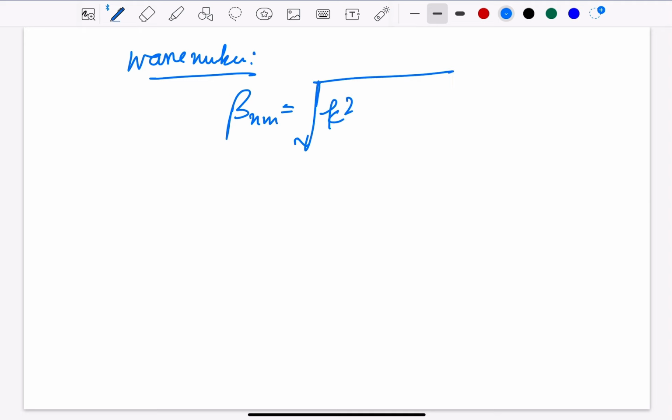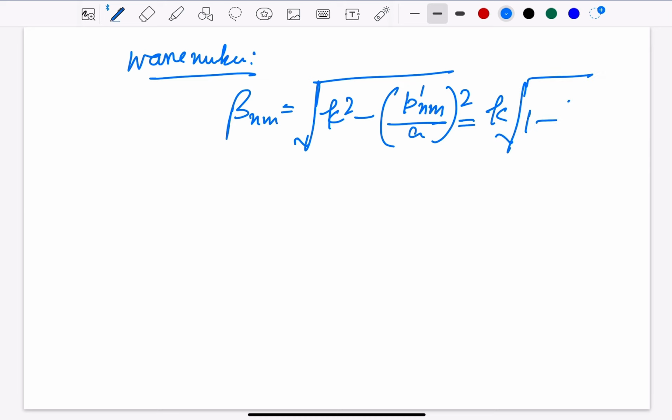The other thing, maybe the wave number, may be important. So this is beta nm. You can write it in terms of the cutoff frequency, or in terms of the p prime, which is the root of that Bessel function. Yes, I can write both. K square minus p prime nm over a, whole square, is equal to k under root 1 minus fc nm over f, to the whole square. This is one thing.